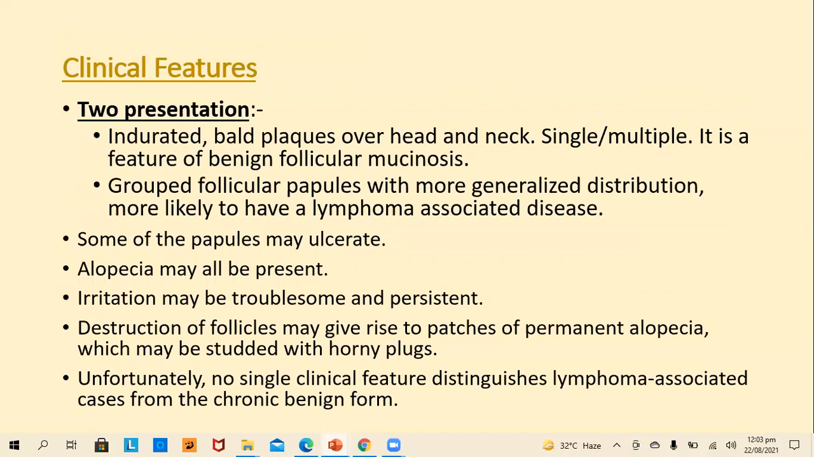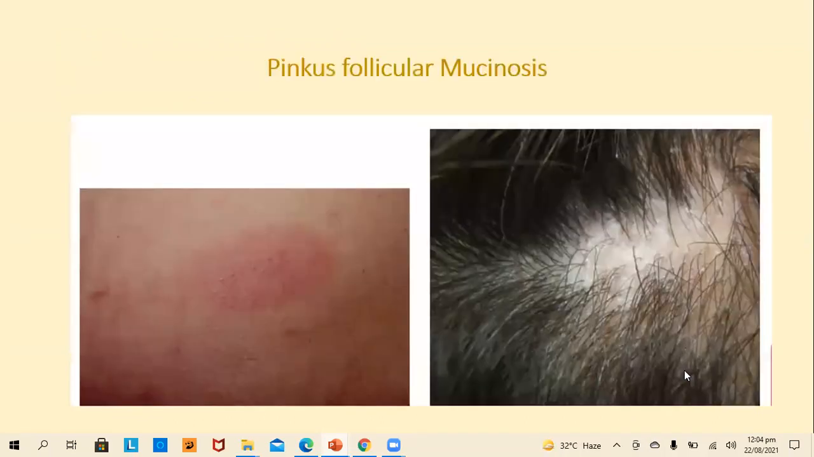Clinical features, two presentations. The first is indurated bald plaques over head and neck, single or multiple, and is a feature of benign follicular mucinosis. Grouped follicular papules with more generalized distribution are more likely to have lymphoma-associated disease. Some of the papules may ulcerate, alopecia may also occur, irritation can be troublesome, and destruction of follicles gives rise to patches of pigmented alopecia, which may be studded with horny plugs. Unfortunately, no single clinical feature distinguishes the lymphoma-associated from the benign one.